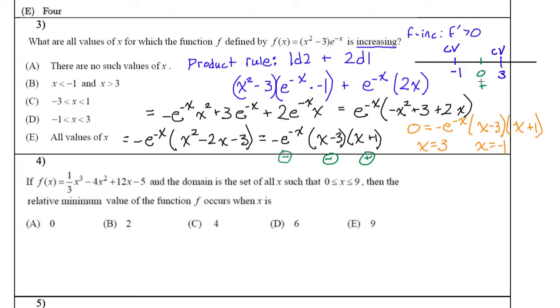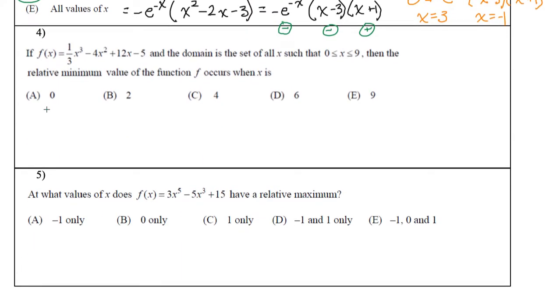What is a negative times a negative times a positive? That is a positive, which means this is increasing right here. And we know that it's going to switch signs over these critical values. So that means it's negative over here, which means it's decreasing and decreasing. And we were asked where it's increasing. So between negative 1 and 3. Between negative 1 and 3. Lots and lots of work to get to answer D, but there it is.